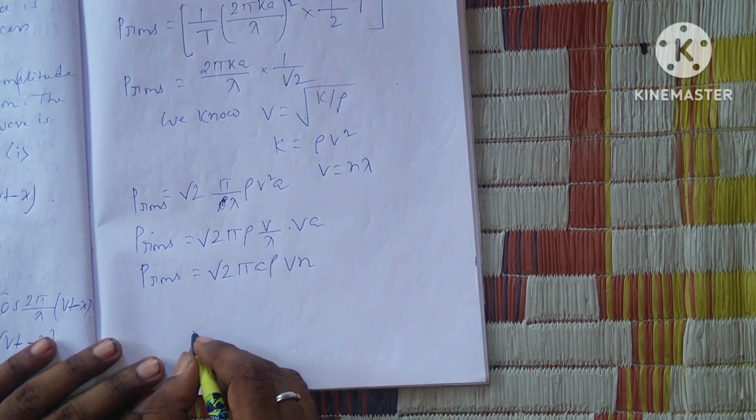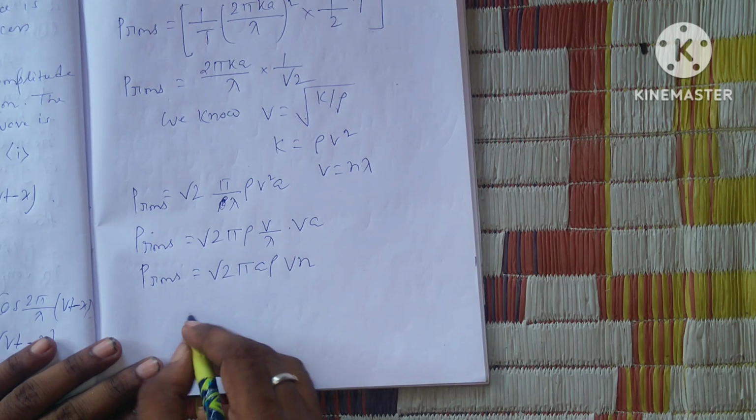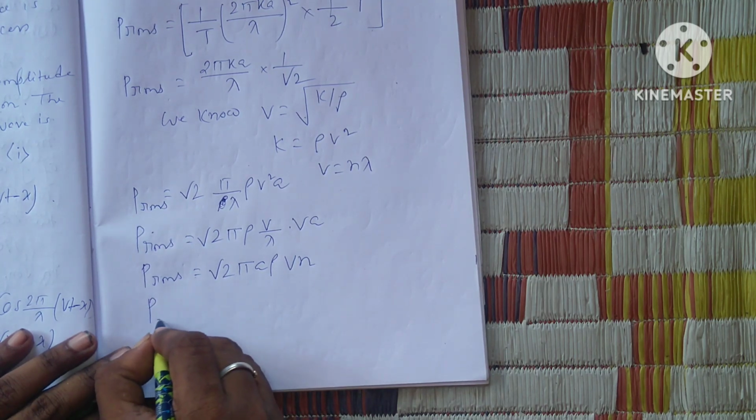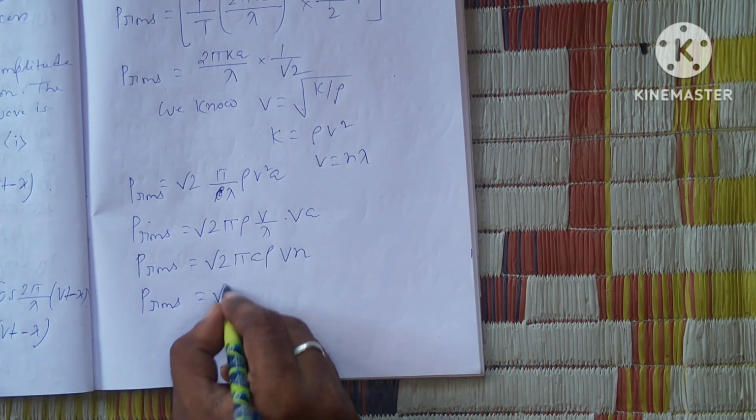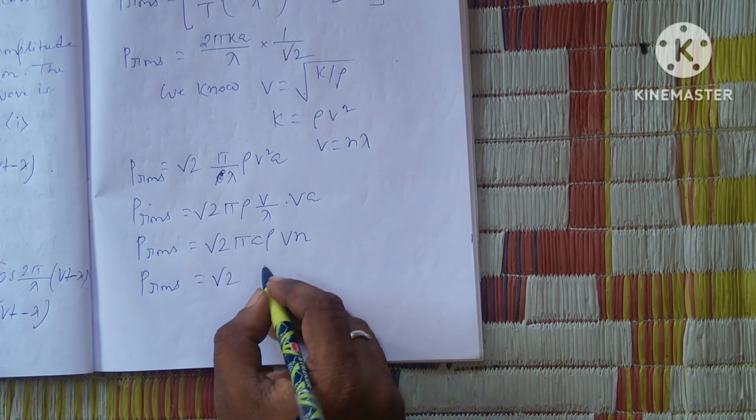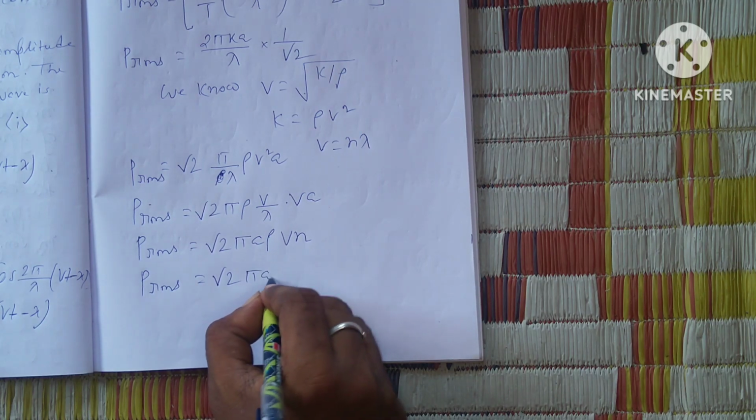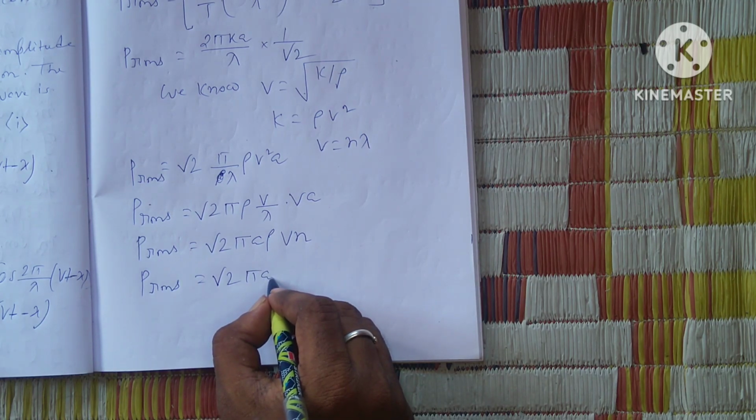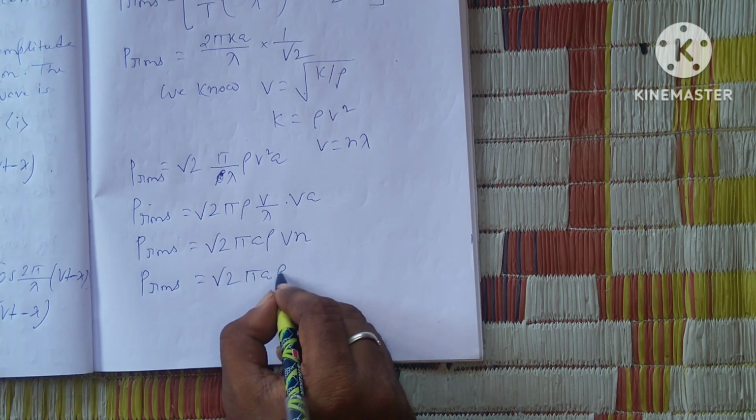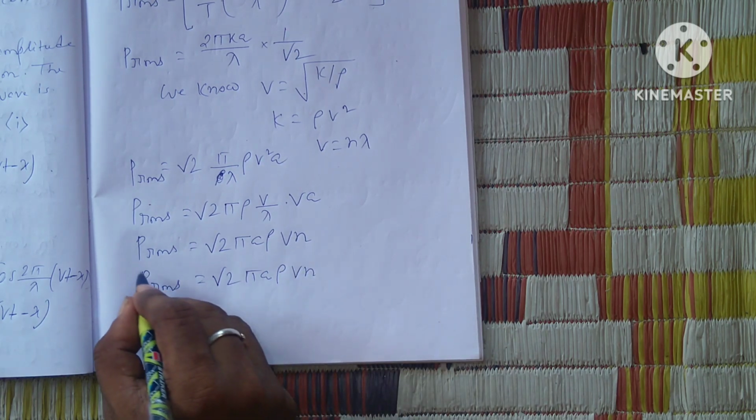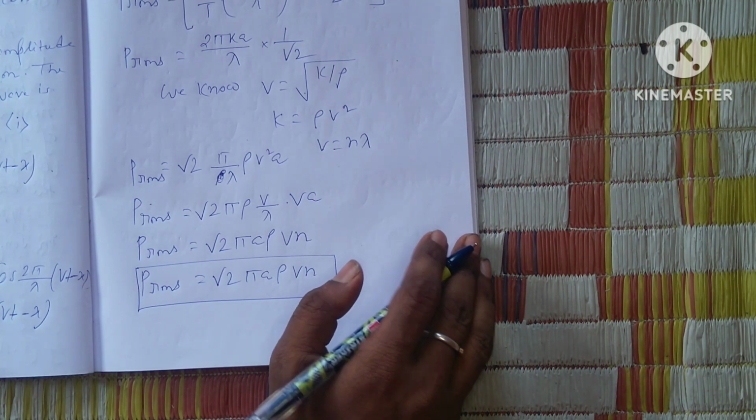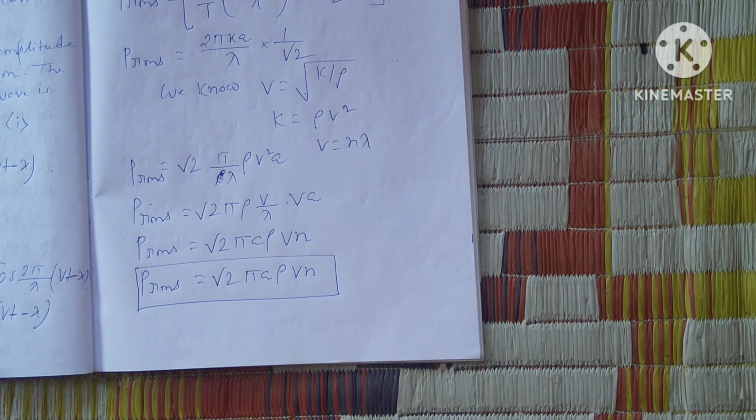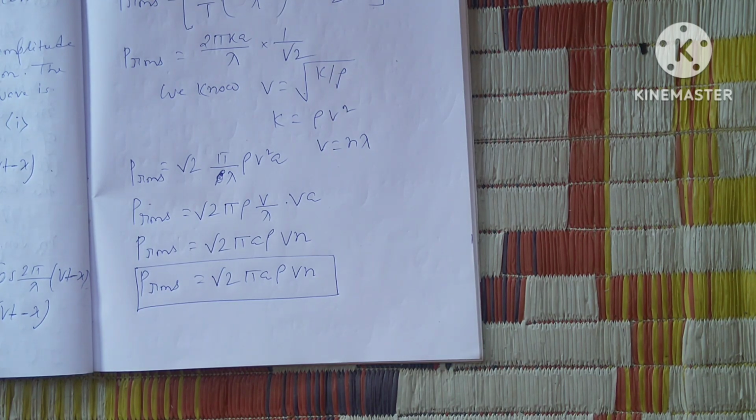So P RMS equals root 2 pi A rho V n. This is the value of P RMS.